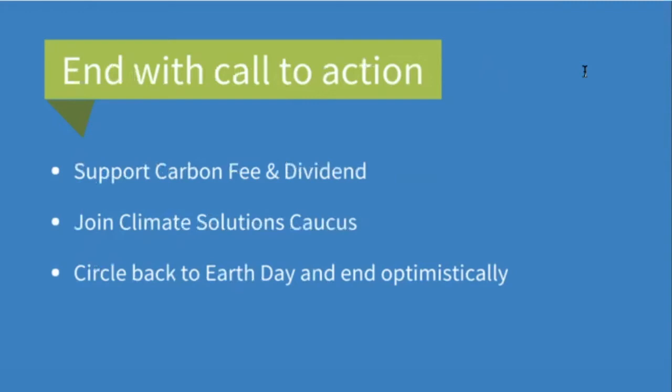If your chapter is hosting any Earth Day events or appearing at any Earth Day festivals locally, you might briefly mention that. And then you might close out with something optimistic, like, just as the first Earth Day paved the way for major environmental legislation, perhaps this Earth Day will usher in carbon pricing legislation in Congress.